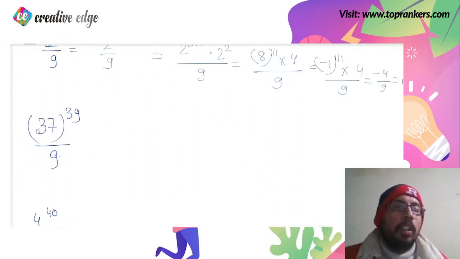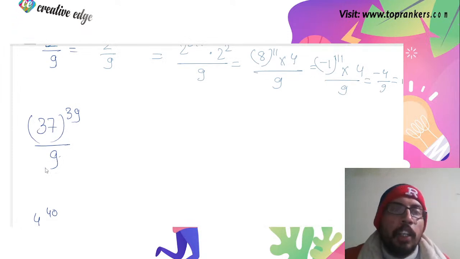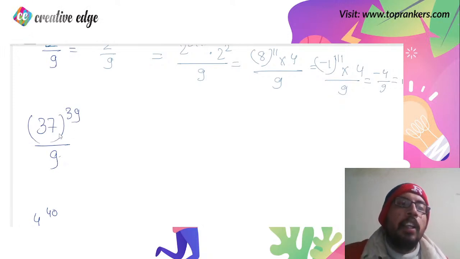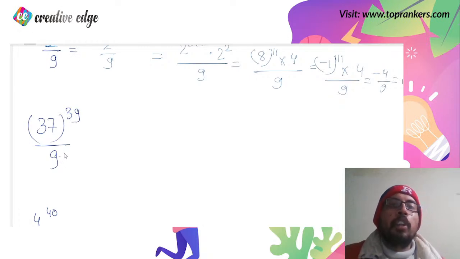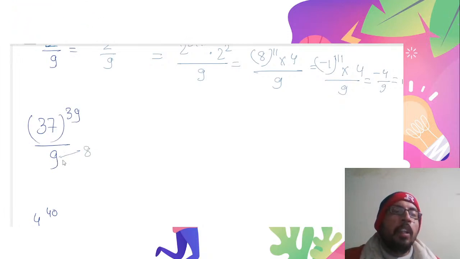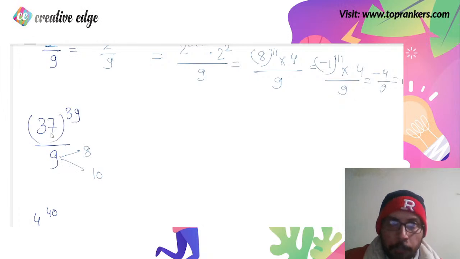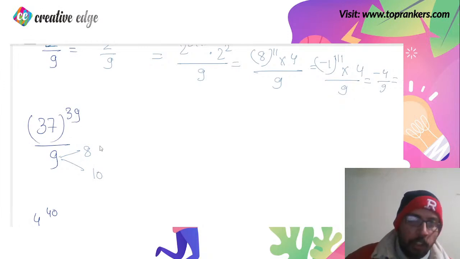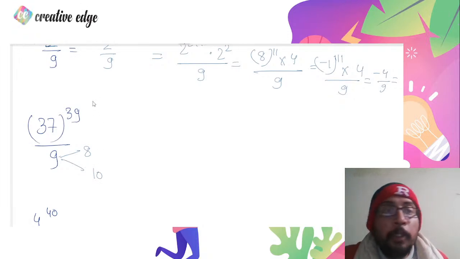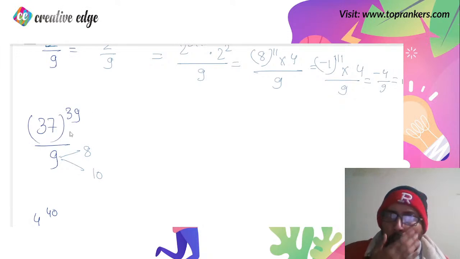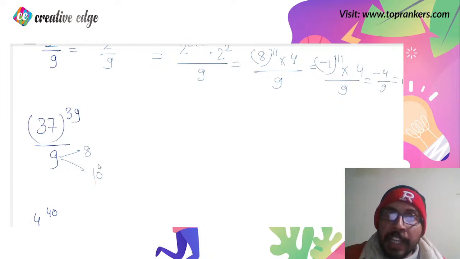Now 37 to the power 39 divided by 9. So 37 to the power 39. Now again what you can think is that anyhow you make the difference between numerator and denominator to be 1. That means either you have the choice to make it 8 or 10 in the numerator. But you can see that this 37 is a prime number, so you cannot bring 8 or 10 at any cost.